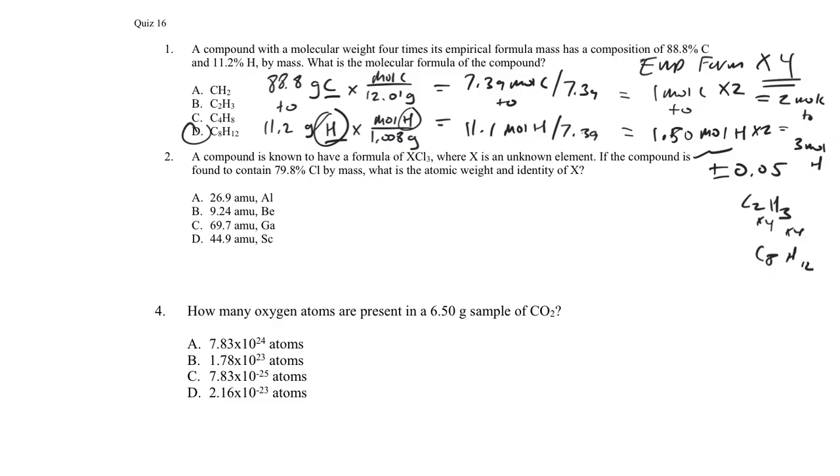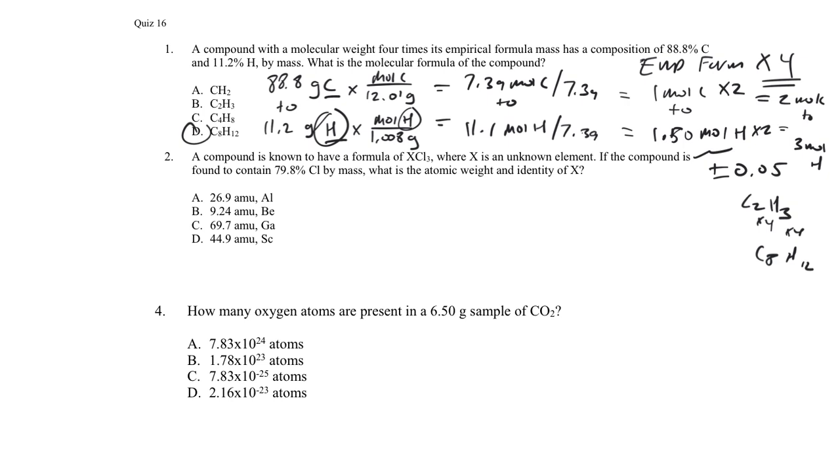Question 2. A compound is known to have a formula XCl3. So for every X, there's 3 chlorines in this compound. If the compound is known to contain 79.8% by mass chlorine, what's the atomic weight and identity of X? I think this is a tricky problem because I don't know if we've seen anything quite like this, but we do know what percent by mass means.